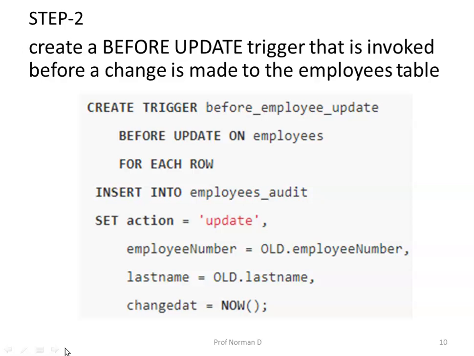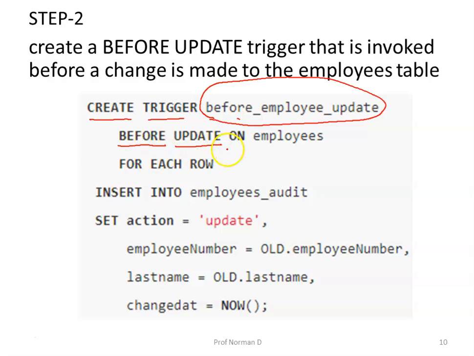Now the next step is you write your trigger. We have already seen the syntax for creating a trigger. So what will be the structure of this trigger? We say create trigger. Now the name of this trigger is before_employees_update. This can be any user defined name. I have given the name as before_employee_update. The timing is before, the event is update.